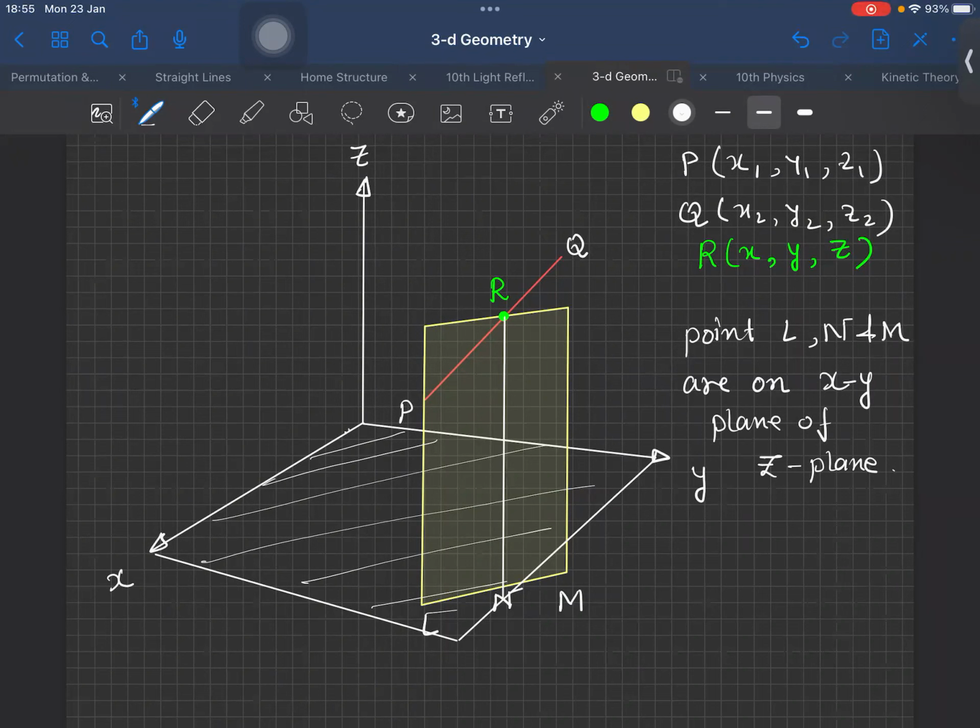Now suppose R divides this line in the ratio of m is to n. If we extend this line here, we see we have two triangles, right? Let's name this point S and this point T. Now in triangle PSR and triangle RTQ.